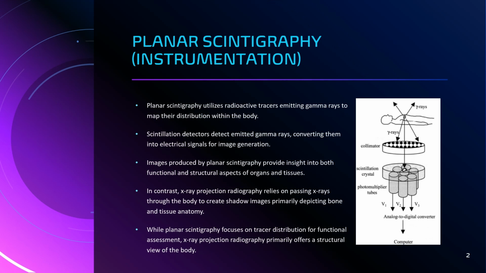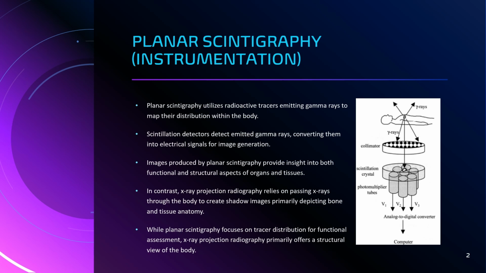So the first one is planar scintigraphy. It is basically a non-invasive imaging technique in which a radioactive tracer is sent inside the patient's body. The gamma ray photons emitted by the tracer are then passed through a collimator to reduce the Compton scattering effect. Finally, the photons are made to fall on a scintillation detector.